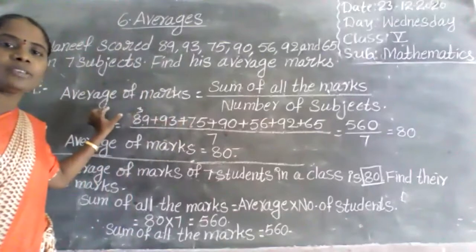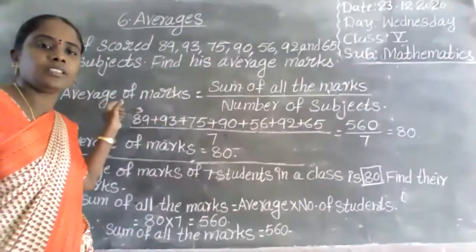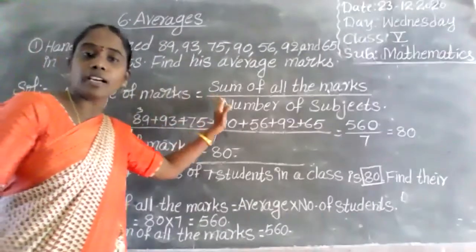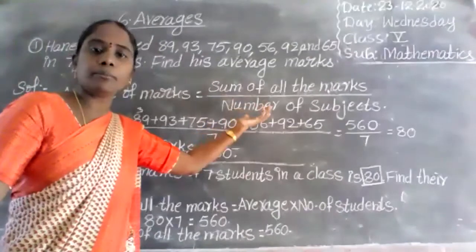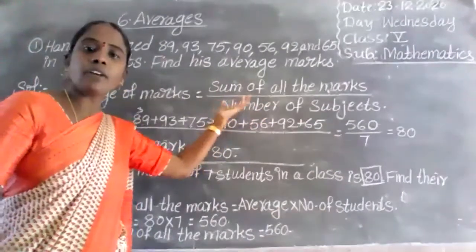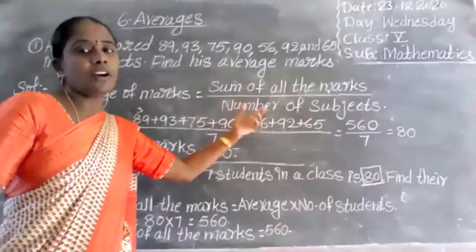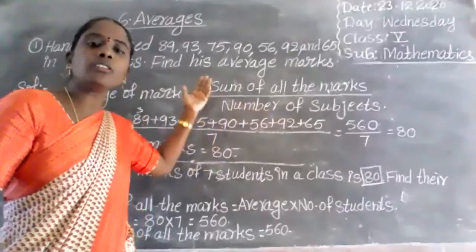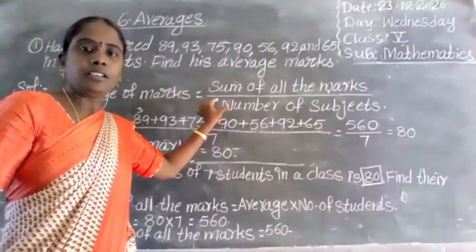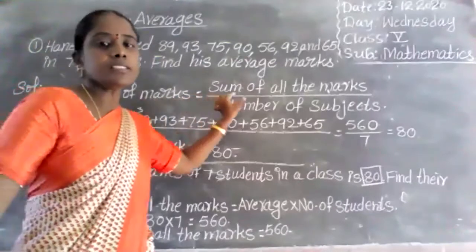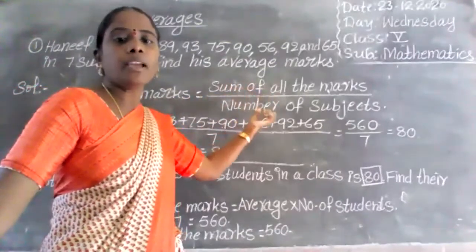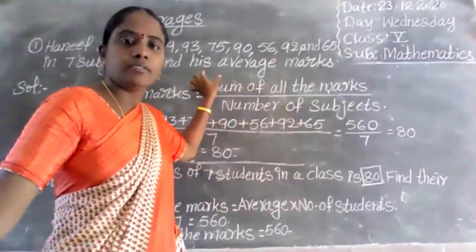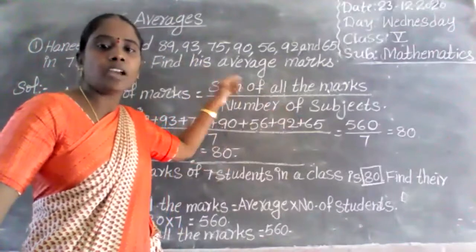First listen. Average of marks. What is the average principle? First of all, sum of all the items by number of items. Sum of all the numbers by number of numbers. Sum of all the observations by number of observations. Sum of all the quantities by number of quantities. Average is nothing but sum of all the numbers, subjects, observations, anything, by number of them. According to the question, we have to write that principle.